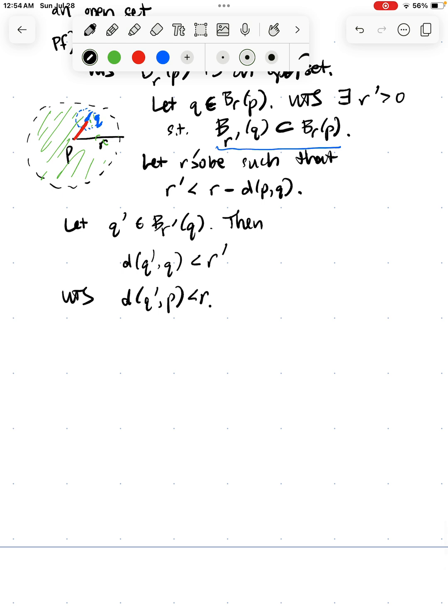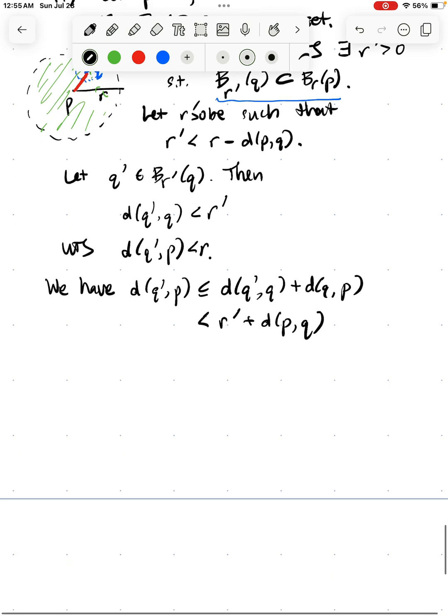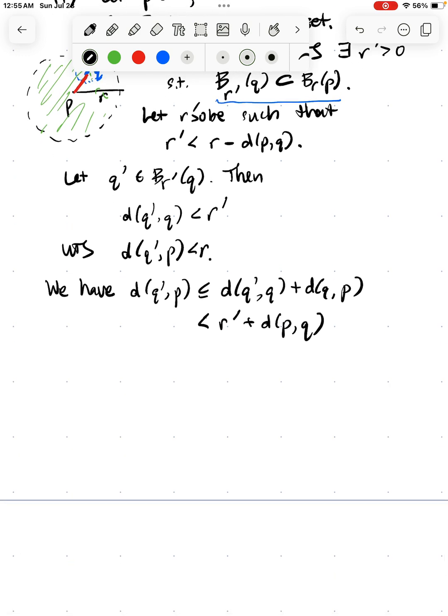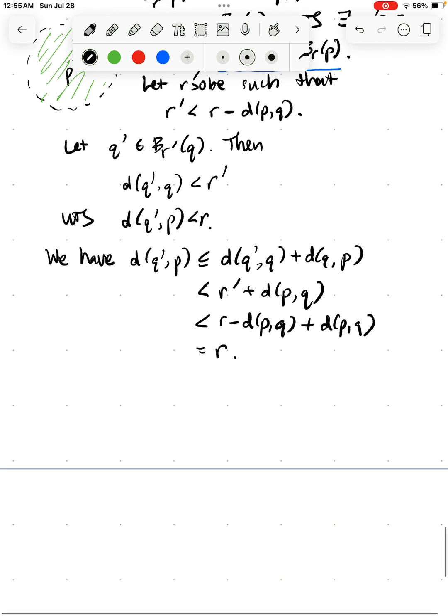Well, we know how to connect these things. We use the triangle inequality. We have that the distance between Q prime and P is less than or equal to the distance between Q prime and Q plus the distance between Q and P. And that is less than R prime plus the distance between P and Q, and R prime is less than R minus the distance between P and Q. This plus the distance between P and Q is equal to R. So therefore, the distance between Q prime and P is less than R, which proves what we want to prove.